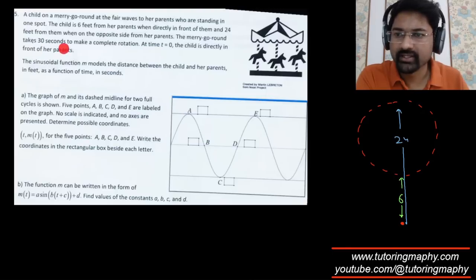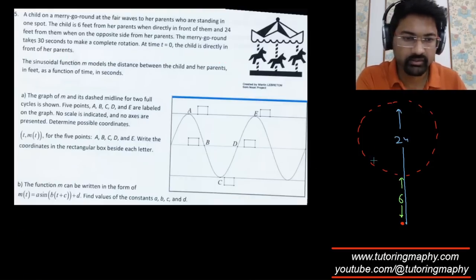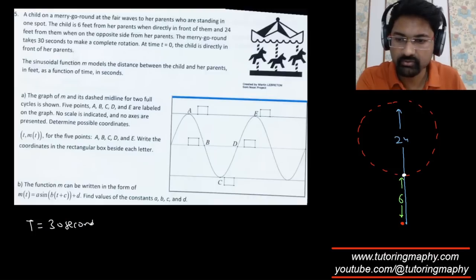The merry-go-round takes 30 seconds to make one complete rotation. They have given us the period. At t equal to 0, the child is directly in front of her parents, so the child starts from here. Whether it goes clockwise or anti-clockwise, does it matter? I don't know, maybe we'll see later. So t is equal to 30 seconds. This is the period, people. Remember.